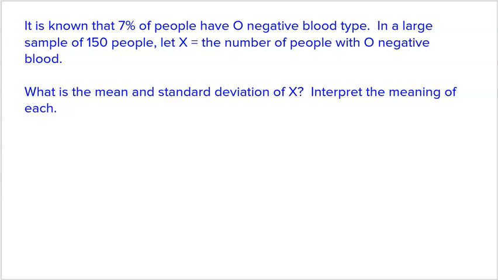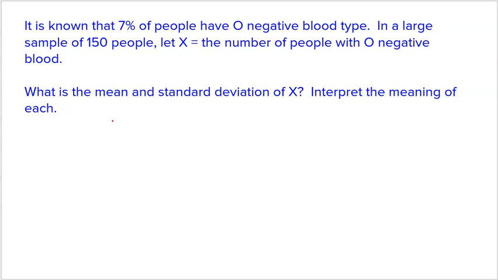It is possible, so it is discrete, but it would be literally listing, well, 0 people could have type O negative blood. 1 person, 2, 3, 4, 5, 6, 7, 8, 9, 10, ... 145, 146 people, 147, 148, 149, or, oh my goodness, all 150 people could have type O negative blood. So when you have such a large sample size, it becomes very hard to make that probability distribution because there's so many outcomes. But again, that's not what I'm asking here. This question simply wants to know the mean and standard deviation.